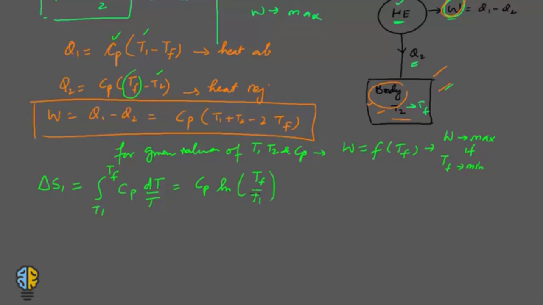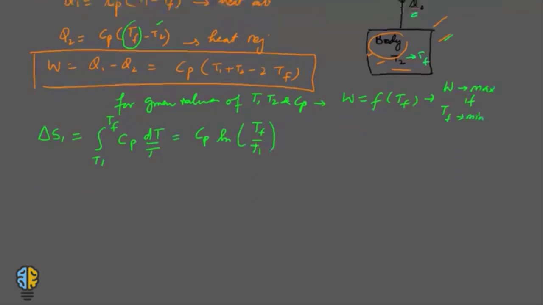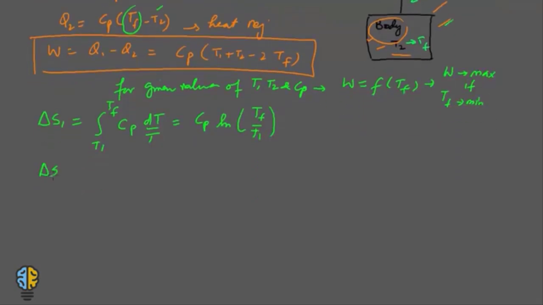T1. Okay, and similarly the entropy change in system 2 would be from T2 to Tf, and this will be Cp into dT upon T, and this is Cp log Tf upon T2, and we all know that Tf is a value which lies between T2 and T1.